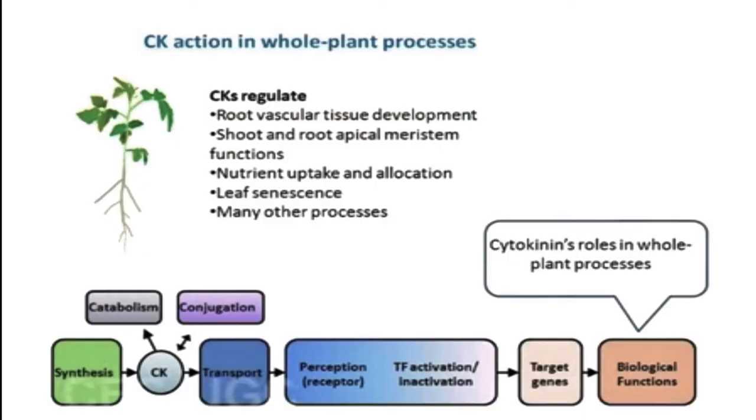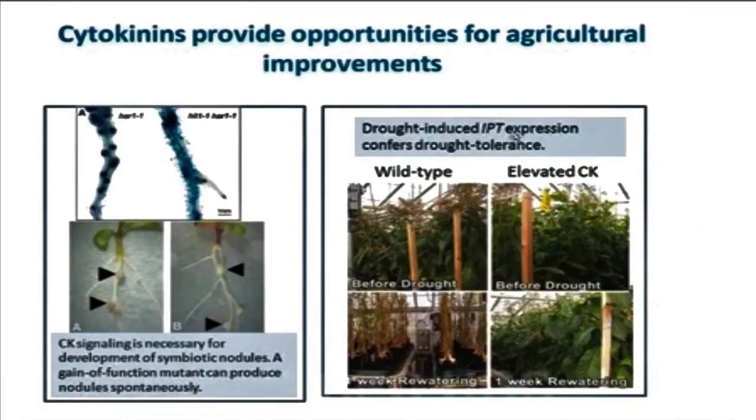Here we can see that cytokinins provide opportunities for agricultural improvements. As in the first picture, cytokinin signaling is necessary for development of symbiotic nodules, as they help in nitrogen fixation. In another picture, we can see that if cytokinin level is elevated, the plants are more drought tolerant, as drought-induced IPT expression confers drought tolerance.